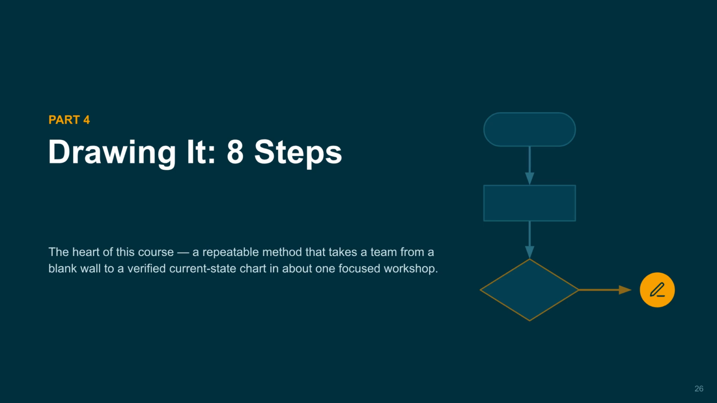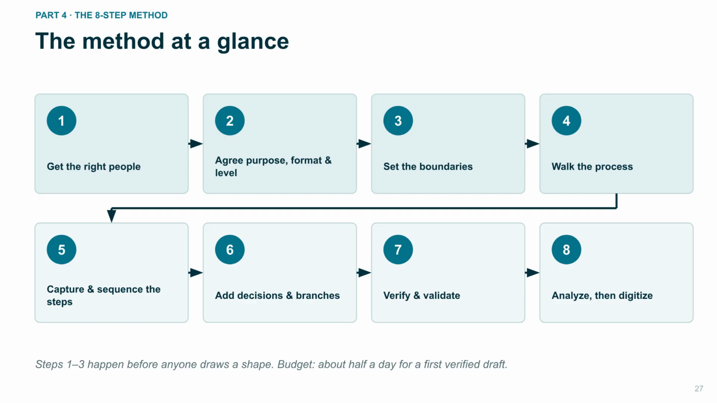Part 4. Drawing it. Now, we will walk through the 8-step method. This is a repeatable process designed to take a team from a blank wall to a verified, current state map in a single workshop. Our 8-step method is divided into 2 phases.